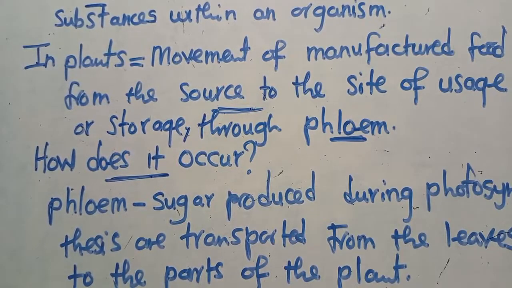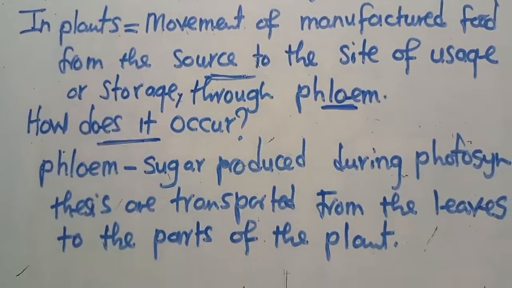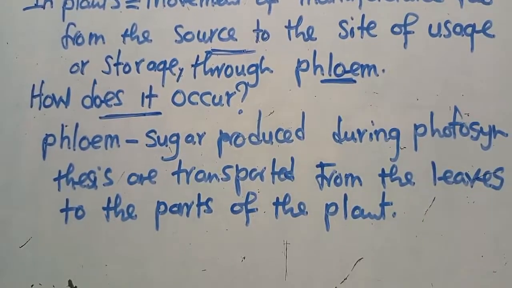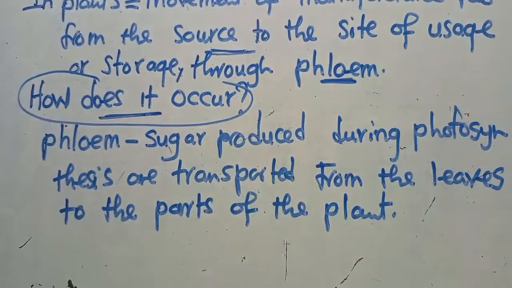So for this whole process to happen, it depends on what we call active energy. We are answering the question, how does translocation occur? Translocation is the movement of manufactured food from the source where it is made to a site where it is supposed to be used.